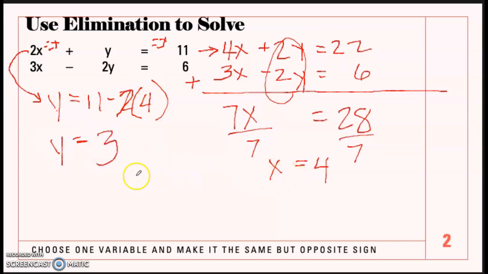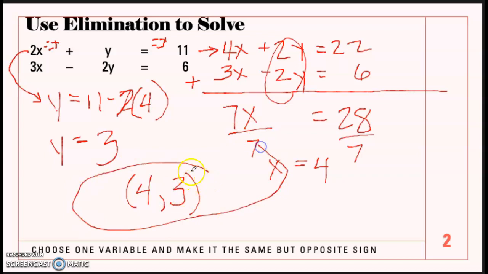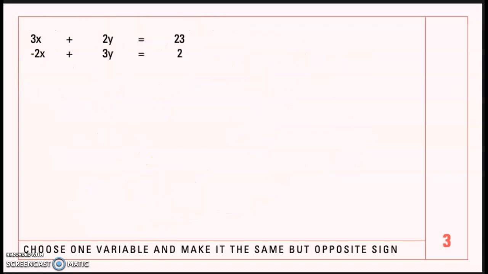Now I know my x value and my y value. I put them together for my final answer, x first and then y. And that is the point where these two original equations would intersect if they were graphed. 4 and 3 are the common solutions that work in both of those equations.